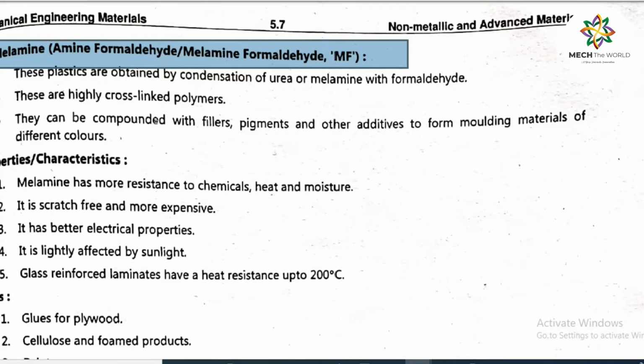If we talk about the properties or characteristics, melamine has more resistance to chemicals, heat and moisture. It is scratch free and more expensive. It has better electrical properties. It is highly affected by sunlight. Glass reinforced laminates have a heat resistance up to 200 degrees centigrade.